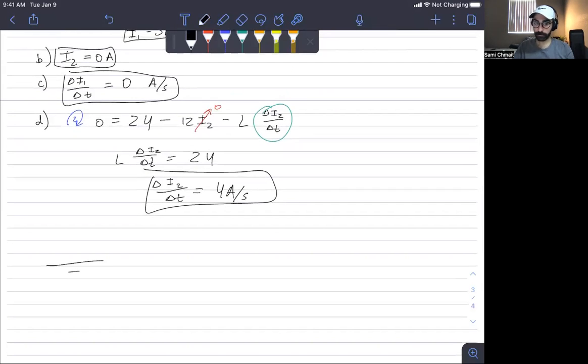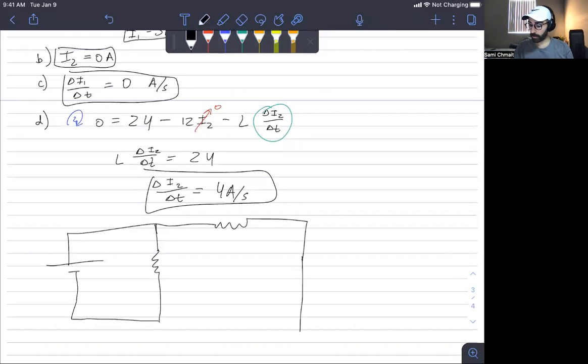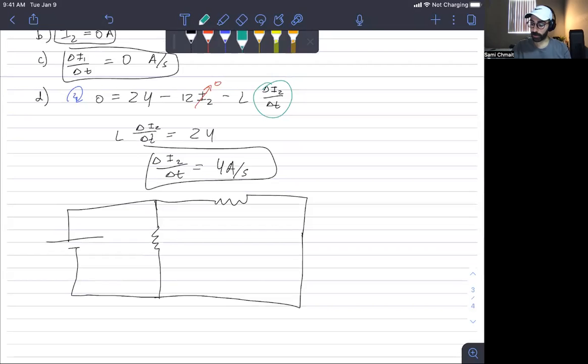Maybe I'll be better off just drawing it. So let's redraw it, something like this. So at steady state, this is the 8 ohms, this is the 12 ohms, this is the 24 volts. The switch has been closed for a long time. I1 is right here. And this is I2, I'll put I2 in blue. And we're at steady state, so the inductor is a wire, like it's not even there anymore.